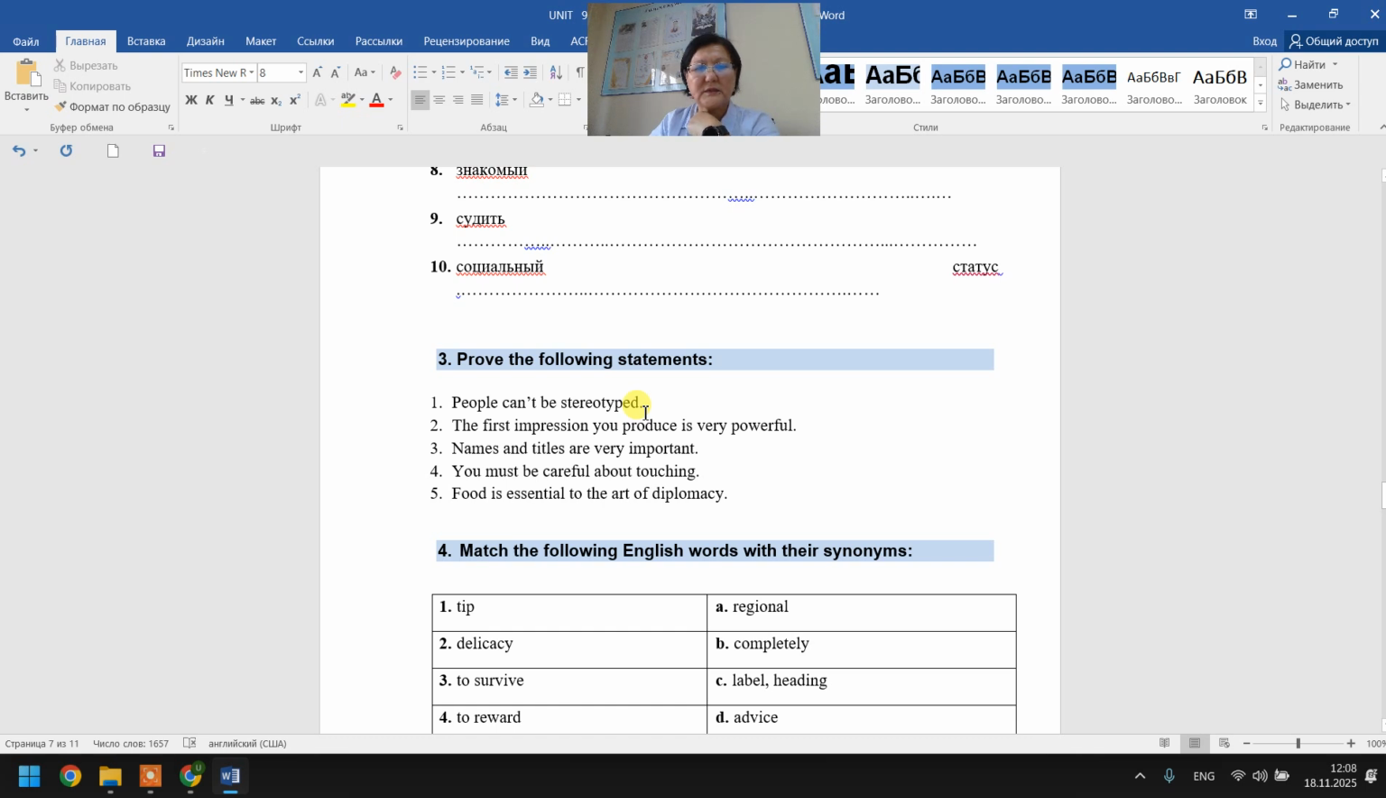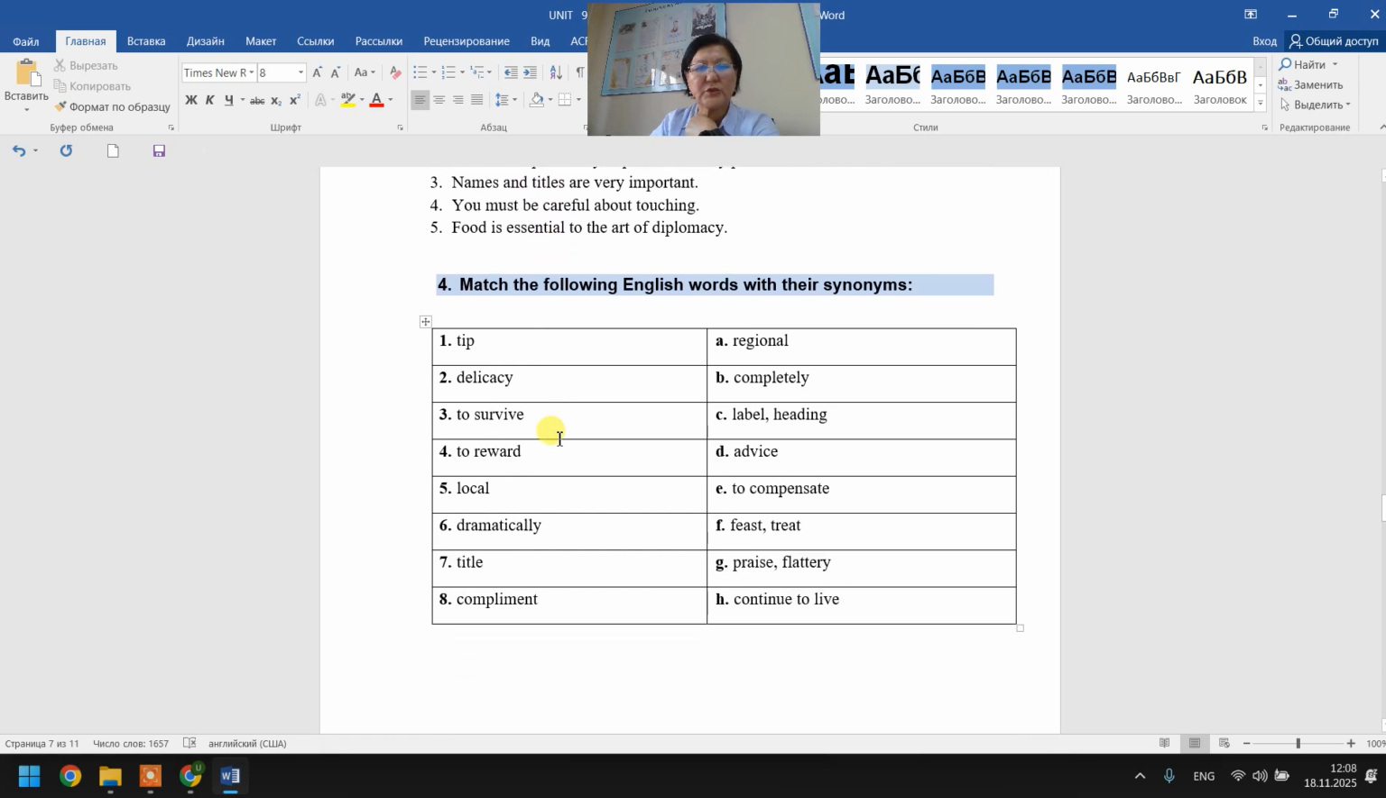The next task is to prove the following statements. Here are given the 5 statements, and we have to prove them according to your points of view. Yes, people cannot be stereotyped. The first impression you produce is very powerful. Names and titles are very important. You must be careful about touching. Food is essential to the art of diplomacy.